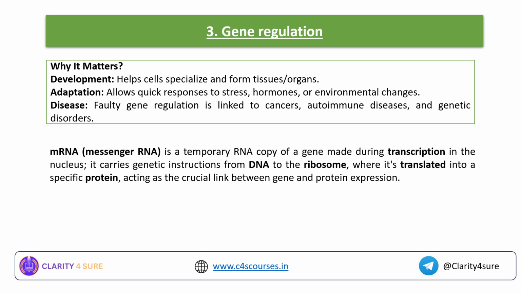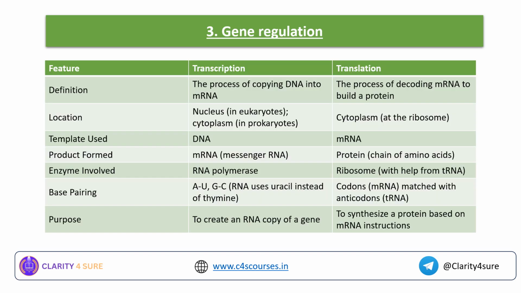So the role of mRNA here is to carry the genetic instructions from the DNA to the ribosome, where in the ribosome it will get translated into a specific protein, which acts as a crucial link between a gene and the protein expression. So this is the importance of this mRNA, which is a temporary RNA copy, because we have seen that RNA is available in three types: tRNA, mRNA and rRNA. This mRNA plays a major role in this gene regulation. Okay, I hope the gene regulation topic is also clear to you now.